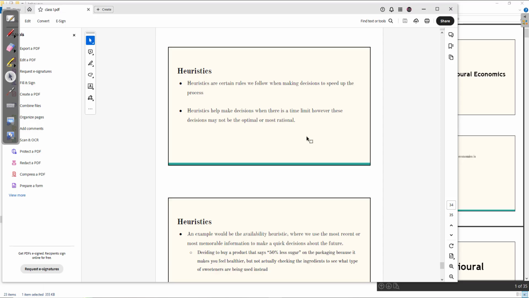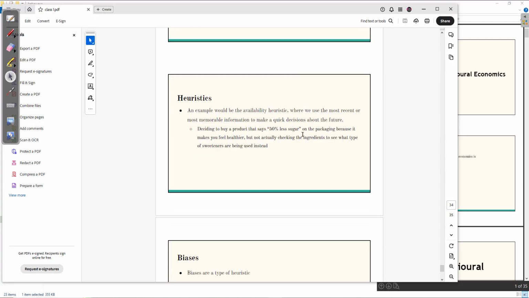Heuristics are certain rules we follow when we make decisions to speed up the process. They are quick references from past experiences. Heuristics help to make decisions when there is limited time. Now they might not be the most rational decision, obviously, because in limited time you won't be able to collect all the information. So it's important whether you want to act now or gather all the information. That totally depends on the scenario. If you don't have that much time, what else will you do?